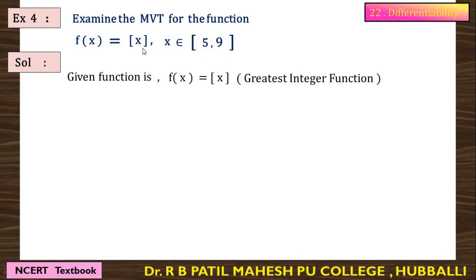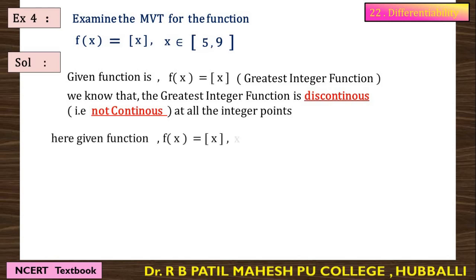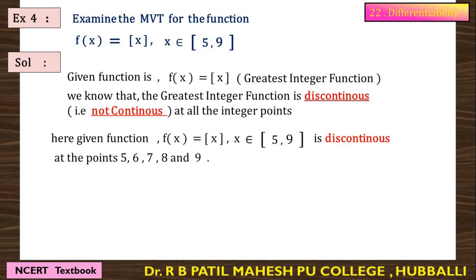Here clearly the greatest integer function is not continuous in this interval, because in this interval we have integers like 5, 6, 7, 8, 9, and it is not continuous at integer points. We know that the greatest integer function is discontinuous at all the integer points. So the given function f of x equal to greatest integer function, x belongs to the closed interval [5, 9], is discontinuous at the points 5, 6, 7, 8 and 9. Therefore the mean value theorem fails here.